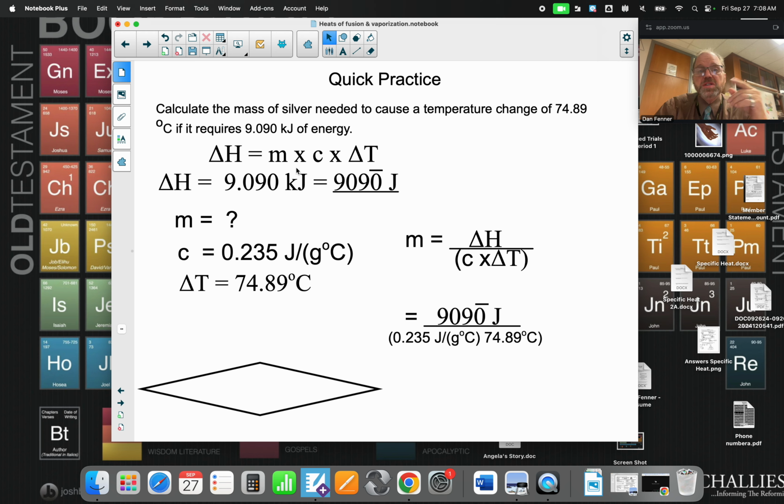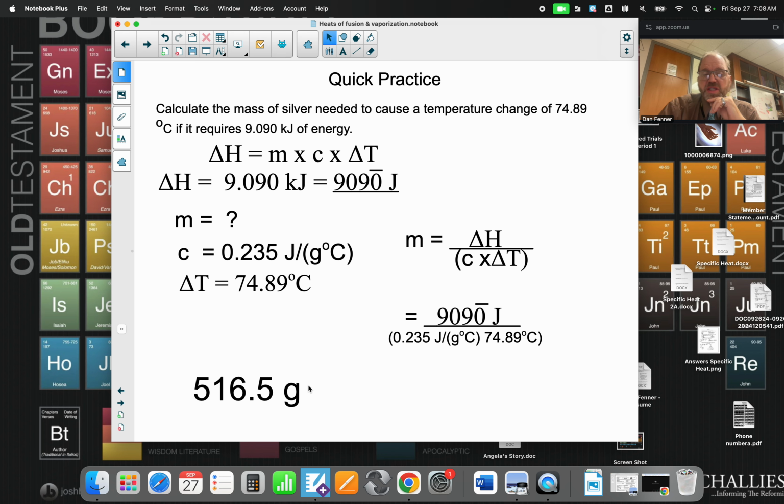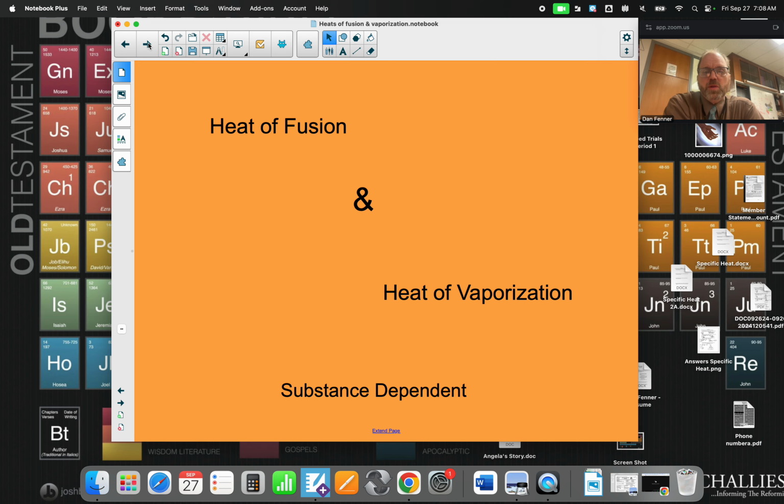So we rearrange the equation to solve for m. Delta H is across, so C and delta T are going to go on the bottom. We take 9090 with a bar over it, joules, divide by 0.235 joules per gram degree Celsius. My joules cross out, and divide by 74.89 degrees Celsius. My degrees Celsius cross out. When we do that, we get an answer of 516.5 grams. Awesome.